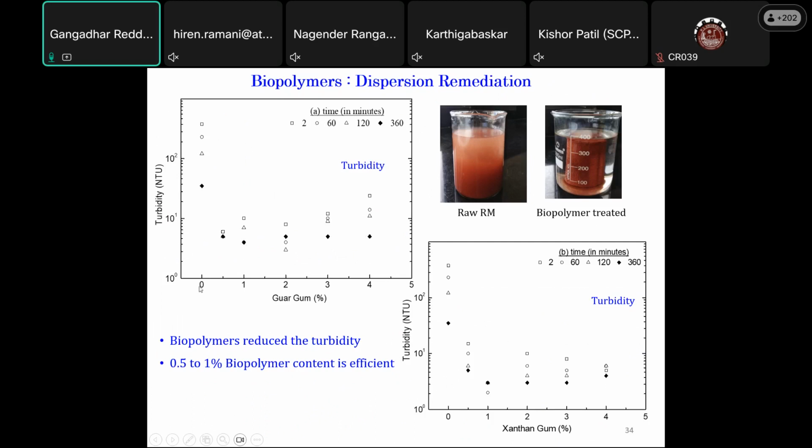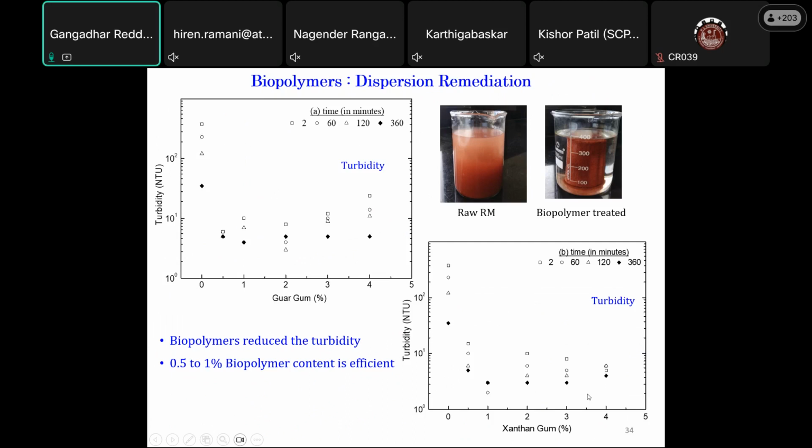You can see that at 0% is Gorgon. So it means that at any time the turbidity is very high, more than 100, in the range of 10 to 400. Whereas you can see the soil stabilized with Gaurgam, most of the values are below 10 or just above 10. So you can see there is a clear distinction in the turbidity values.